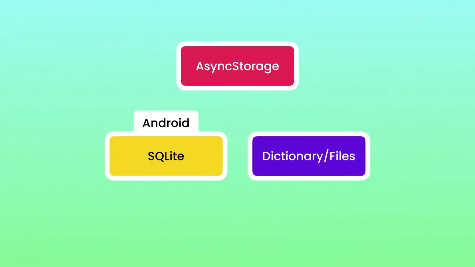Now on Android, async storage uses SQLite under the hood, but on iOS, it stores data either in a serialized dictionary or in separate files, depending on the size of the data. That's an implementation detail we don't have to worry about. So we just store key value pairs in async storage and let it figure out how to store them on each platform. Having said that, we shouldn't use async storage directly. We should hide it behind a cache layer that we can easily use in our app.